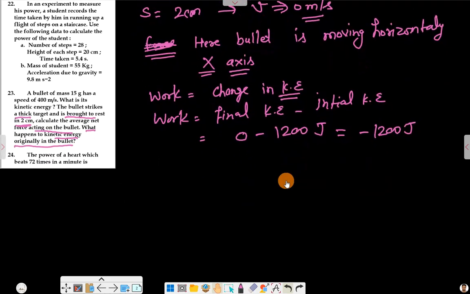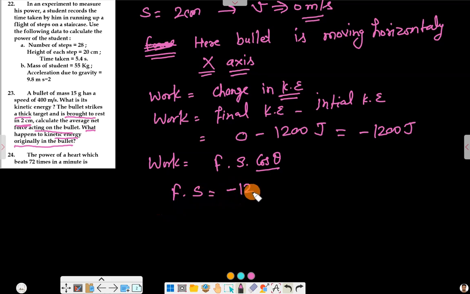Now what is the formula for work? Work is equal to force into displacement into cos theta. Okay, so assume that cos theta is 1. So force into displacement is equal to minus 1200, and displacement is 2 centimeter. So force into 2 by 100 is equal to minus 1200.